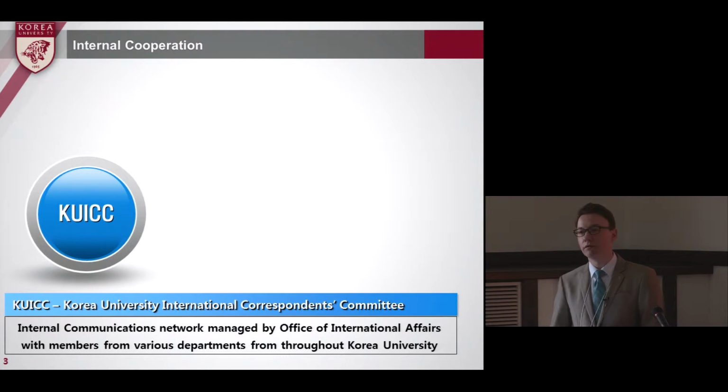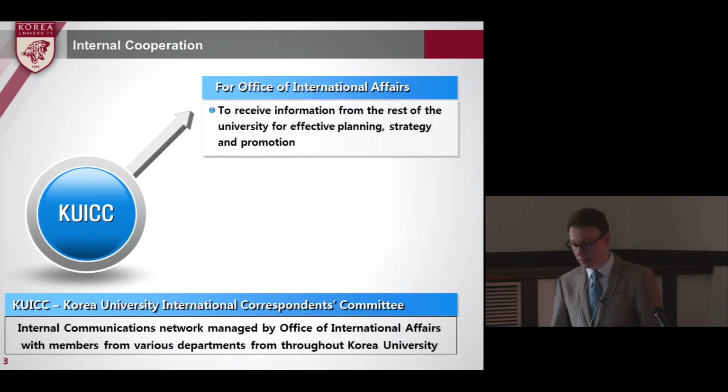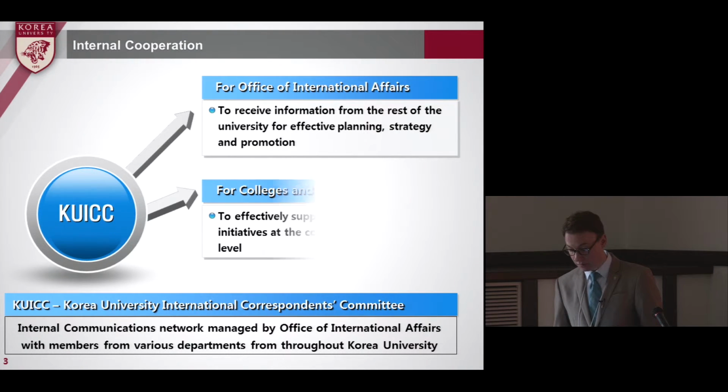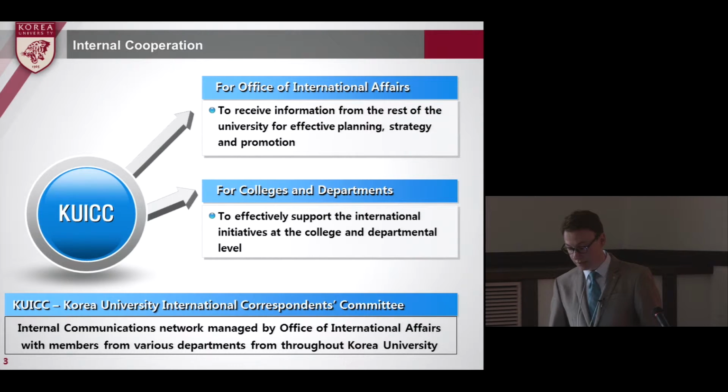So basically, after this self-reflection, we realized that we need to have effective communications. How to do this? Through a formal structure for communications, which we called the Korea University International Correspondence Committee. What is it? It's an internal communications network managed by the Office of International Affairs with members from various departments throughout KU. And what's the benefit of this communications network? For the Office of International Affairs, the benefit would be to receive information from the rest of the university for effective planning, strategy, and promotion. And for the colleges and departments, it's to effectively support the international initiatives at the college and department level.